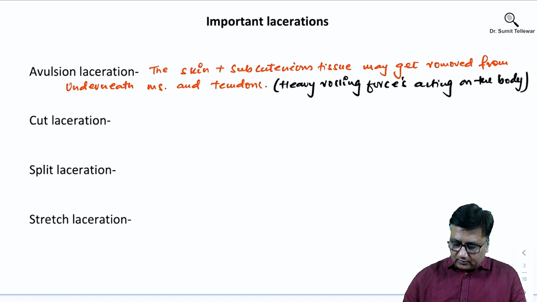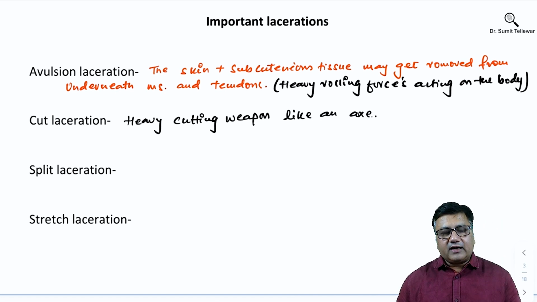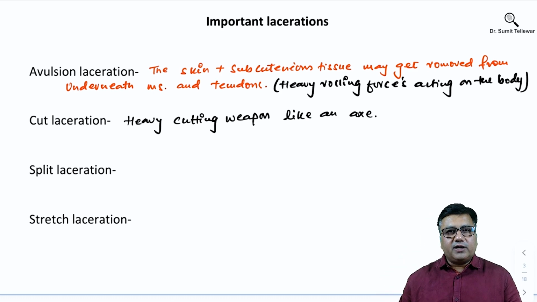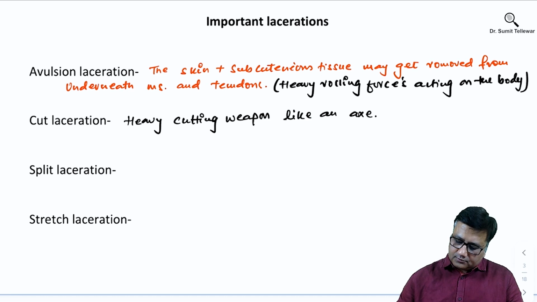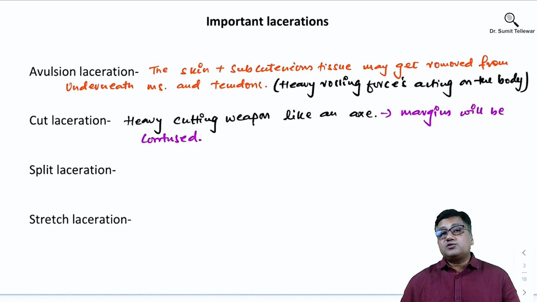Right? The next one is cut laceration. It is produced by heavy cutting weapon like an axe. Okay, the hallmark of a cut laceration will be because a heavy blade of axe will be falling on the body. The margins will be contused, so it shall have contused margins.